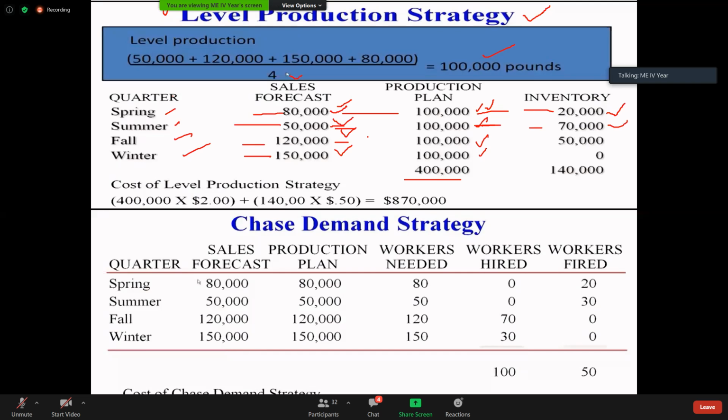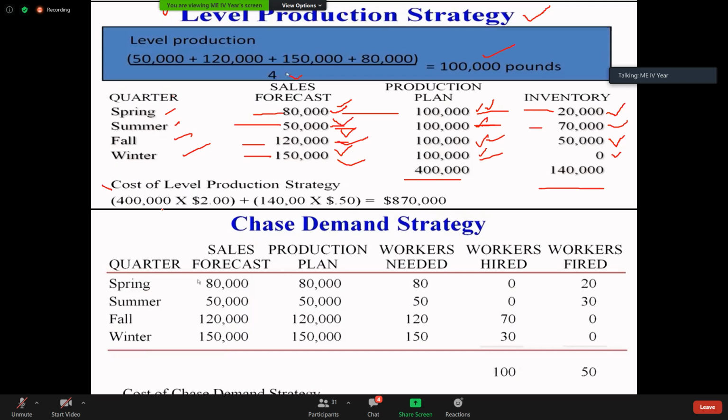In the third month, or third quarter, we have a demand of 1,20,000. So production I made 1 lakh, so the inventory goes here 50,000. Okay, so the demand is 1,50,000, but production I made 1 lakh. So here it goes to 0. So the total inventory is 1,40,000.